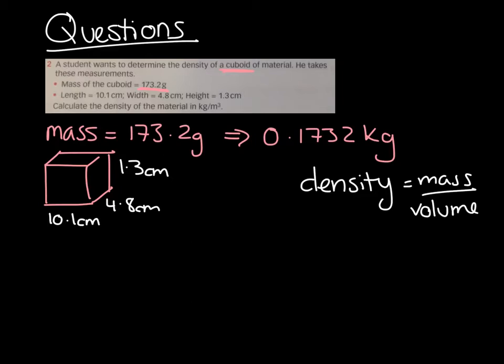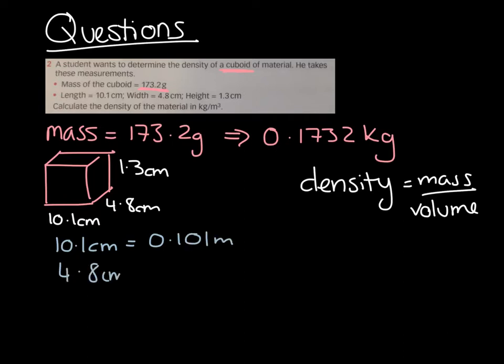over volume. Now, I could start multiplying these numbers by each other straight away, but then I'd have to do that slightly confusing conversion between centimetres cubed and metres cubed. It's much, much easier to convert these numbers into metres before you work out the volume. So let's do that now. So 10.1 centimetres equals 0.101 metres.